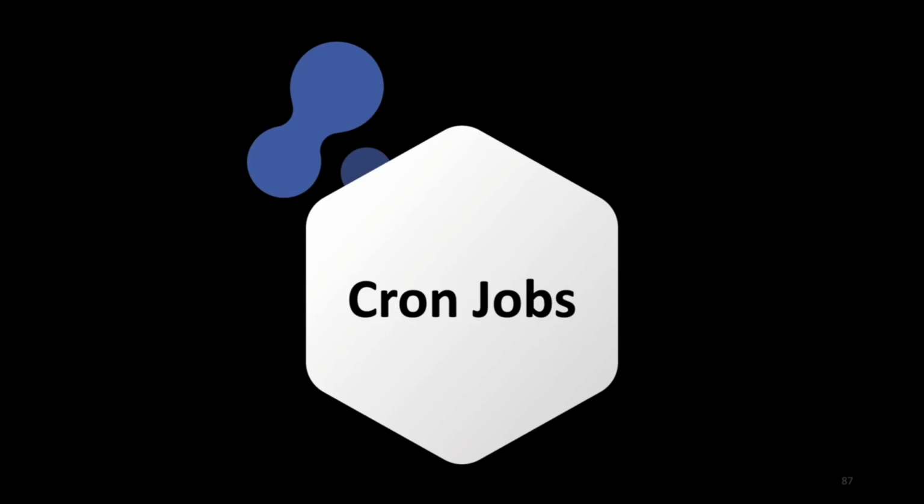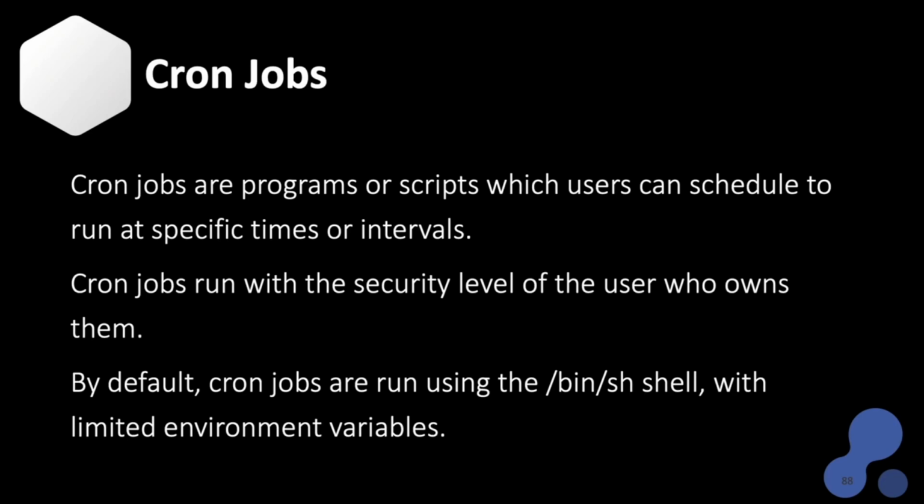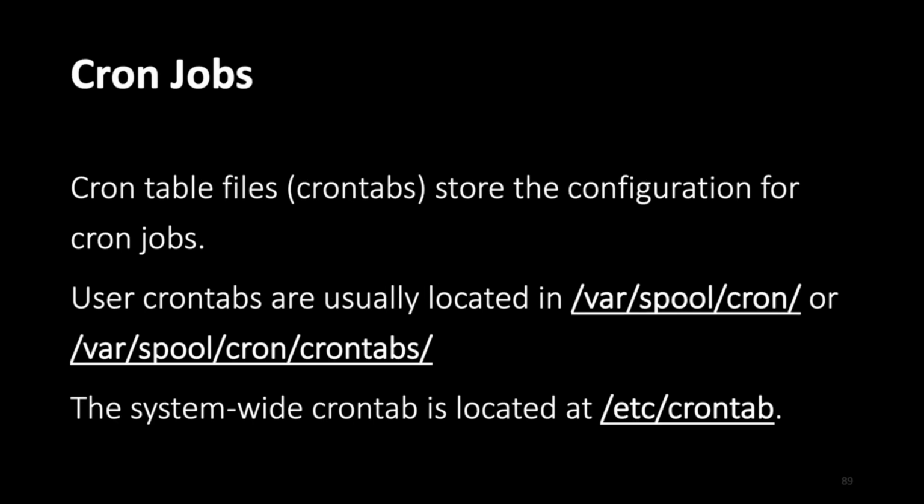Cron jobs. Cron jobs are programs or scripts which users can schedule to run at specific times or intervals. Cron jobs run with the security level of the user who owns them. By default, cron jobs are run using the /bin/sh shell with limited environment variables. Cron table files, crontabs, store the configuration for cron jobs.